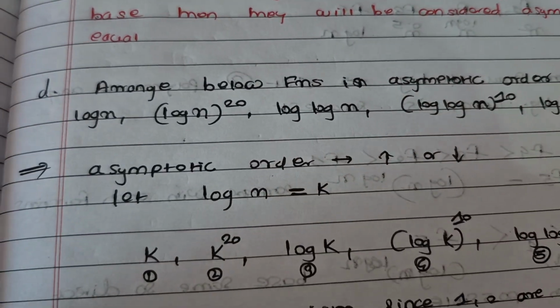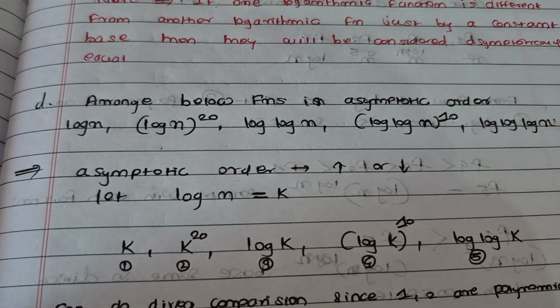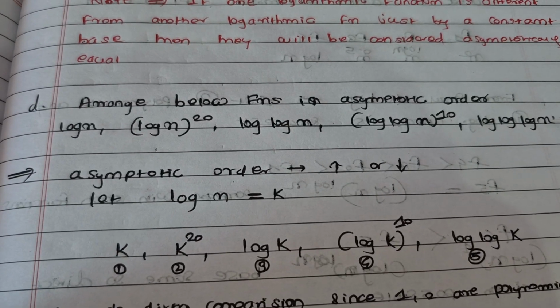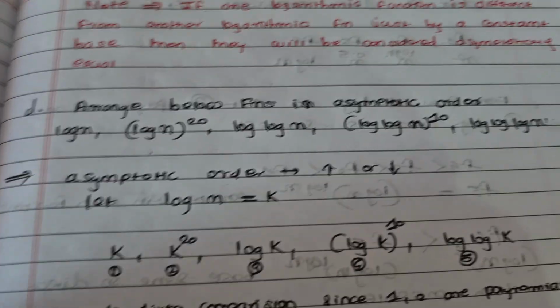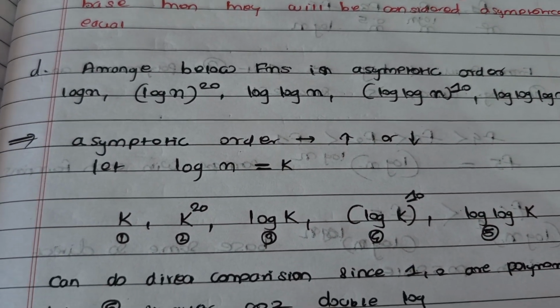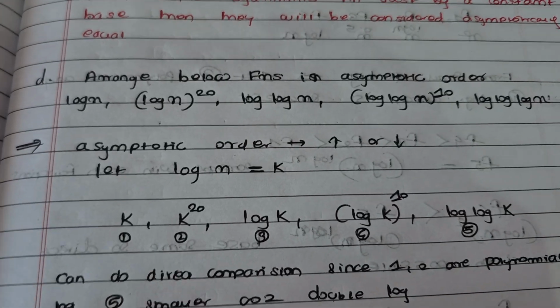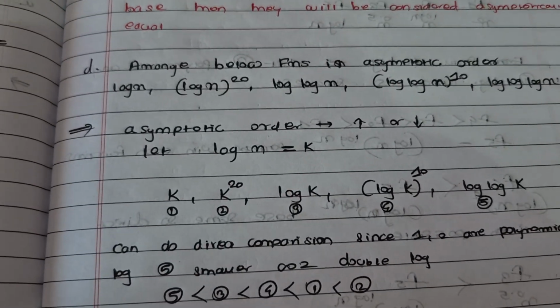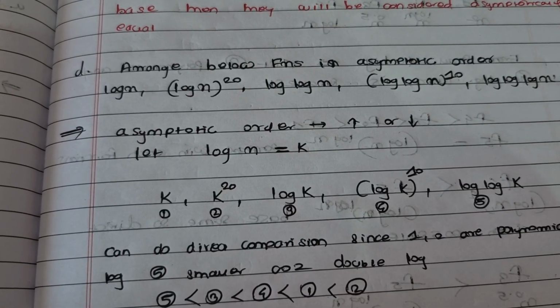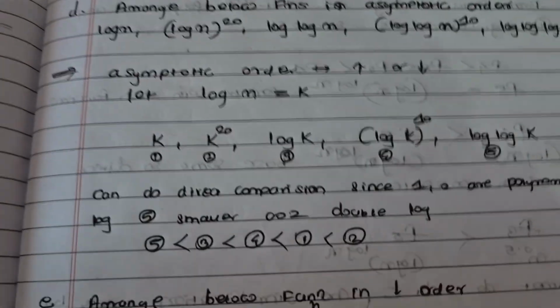Now arrange the below functions in asymptotic order. They have not mentioned increasing or decreasing asymptotic order; they just mention asymptotic order, so you can arrange in either increasing or decreasing, whichever way you find the relation. First give numbers, and here all are logarithmic functions, so assume log n equal to k, so it would be easier.